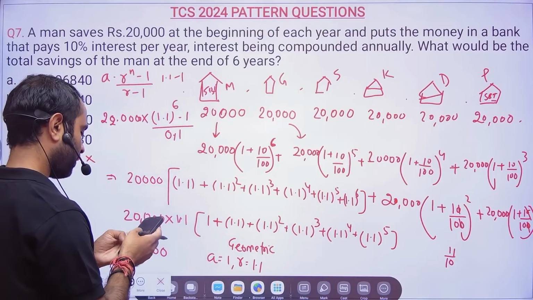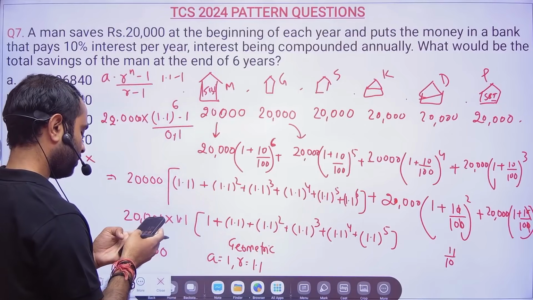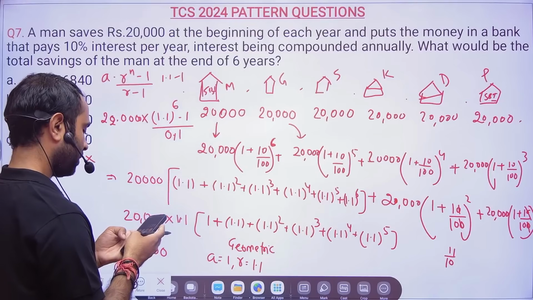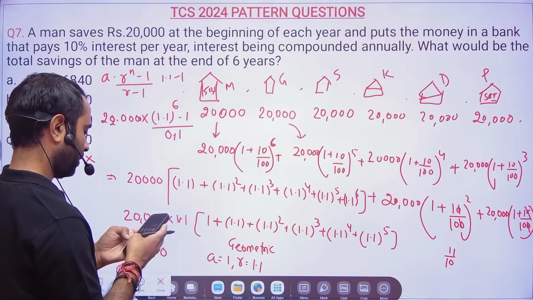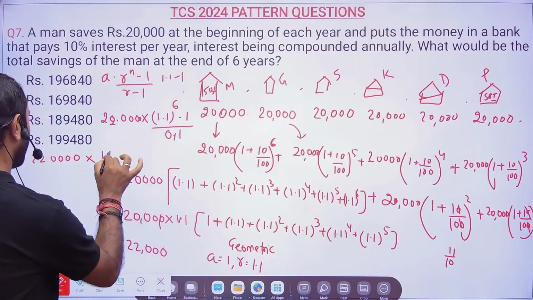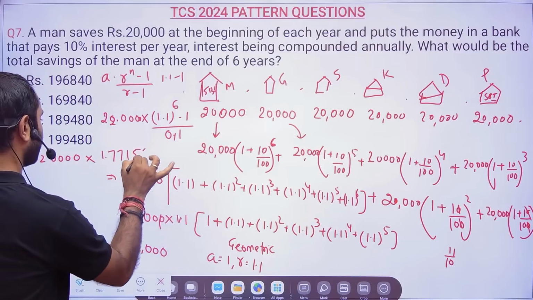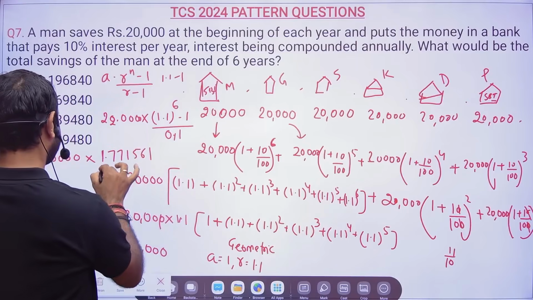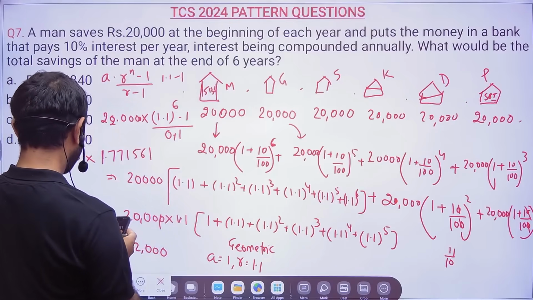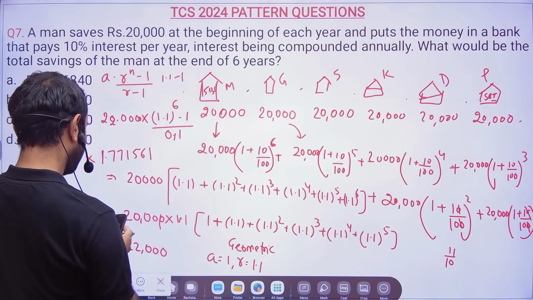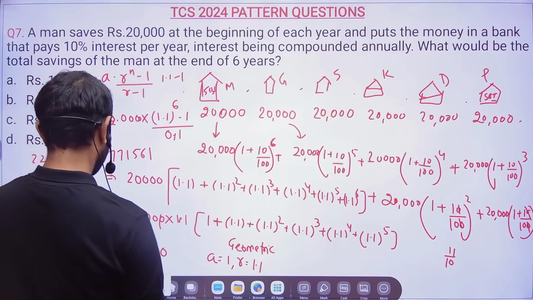So 1.1 into 1.1 into 1.1 is equal to 1.331, and 1.331 times 1.331 will be 1.771561. And this I am going to multiply with 22 and 1, 2, 3, 4 zeros. Oh my God.